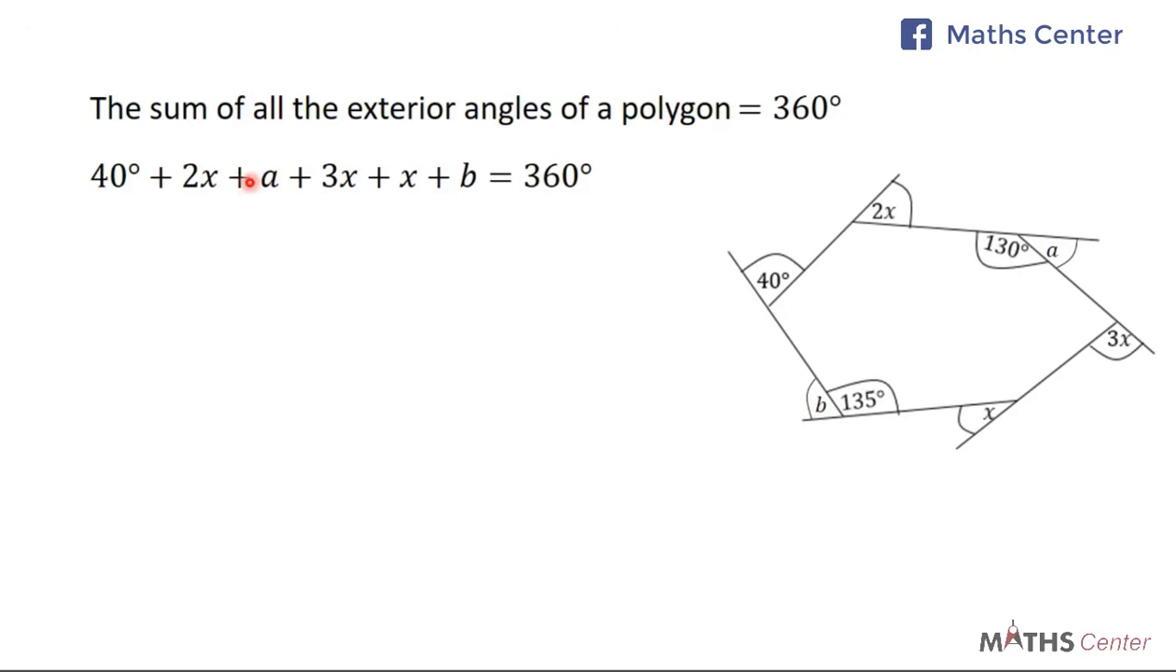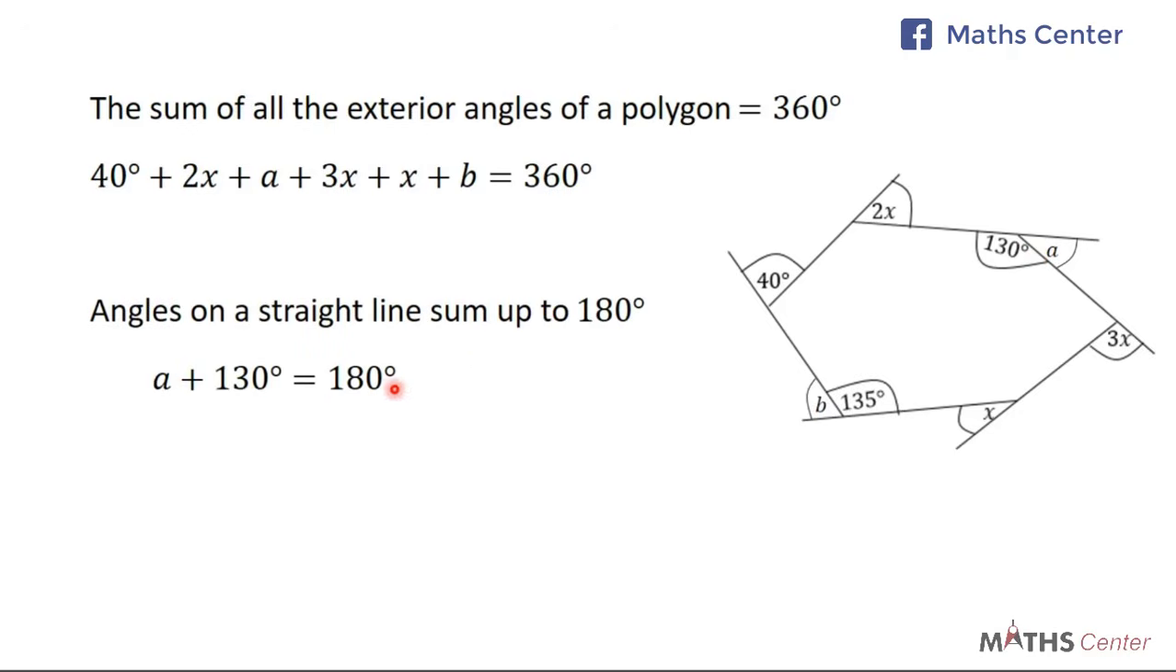Now we are supposed to find S, but because we have A and B, that is not going to be possible. So what we have to do is find A and find B. If we have A and B, we can now find S. Now how do we find A? Looking at 130 degrees and A, we can say that they are angles on a straight line. What do we know about angles on a straight line? They add up to 180 degrees. So A plus 130 degrees will give us 180 degrees. We simplify and A is 50 degrees.